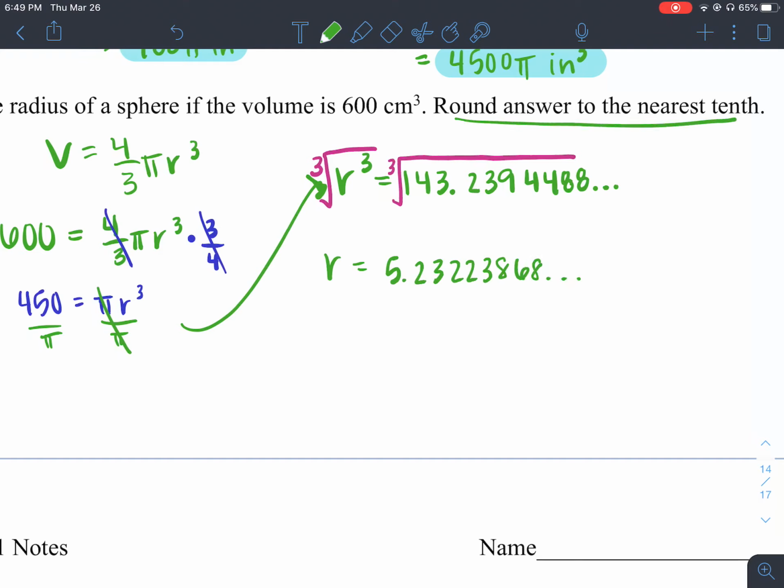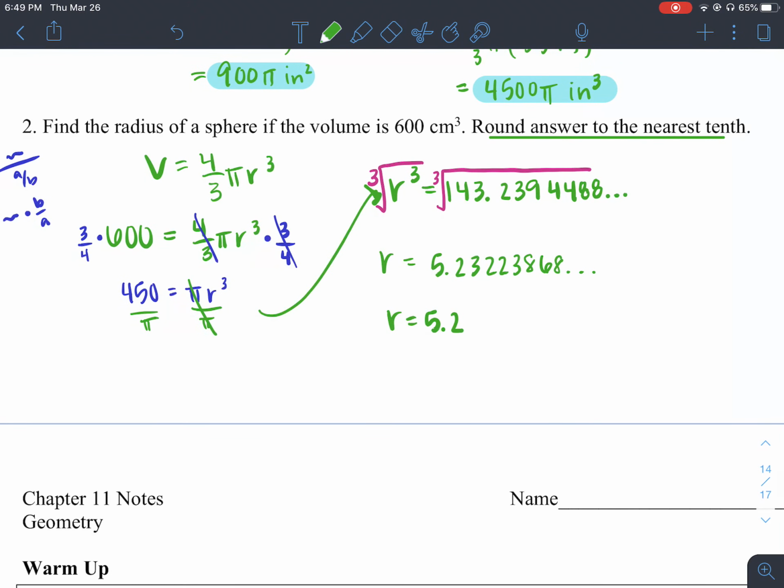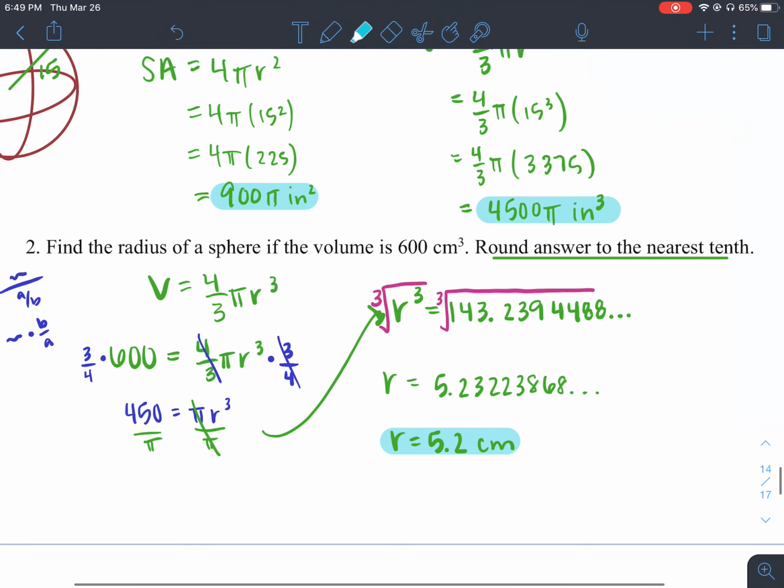But now I'm at my final answer, so now I want to round to the nearest tenth. So my radius is 5.2, and I'm almost there. If I'm told my volume is centimeters cubed, that means my radius needs to be centimeters. So my radius is 5.2 centimeters.